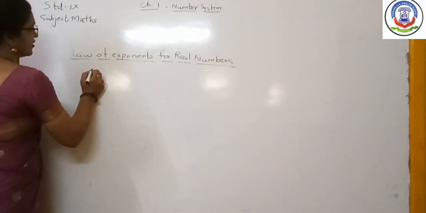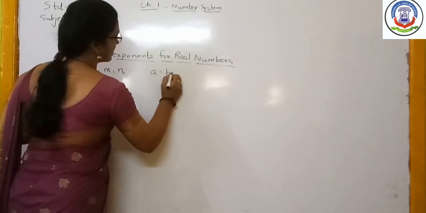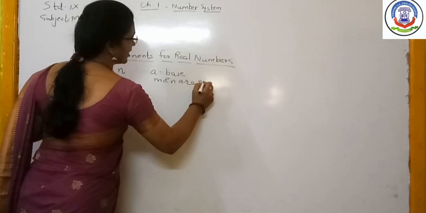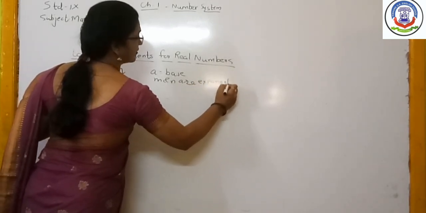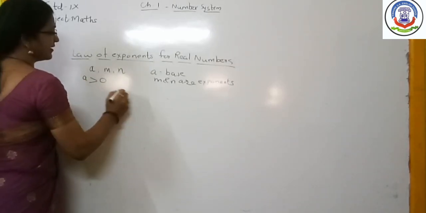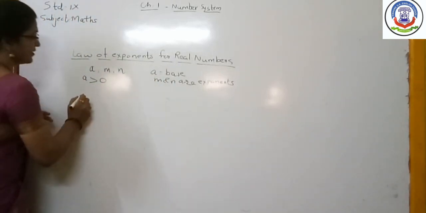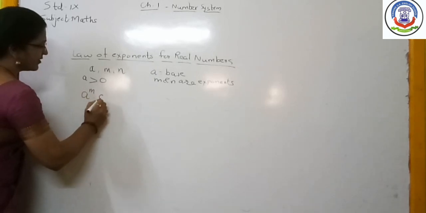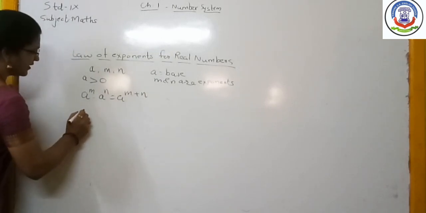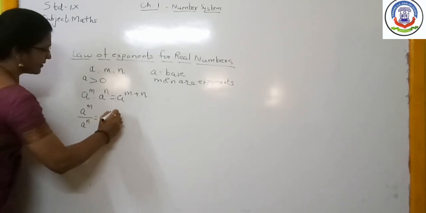You have studied the laws for a^m and a^n, where a is the base, m and n are exponents, and a is greater than 0. a, m, n are all natural numbers. In that case, you have studied this law: a^m into a^n is equal to a^(m+n), and a^m divided by a^n is equal to a^(m-n).